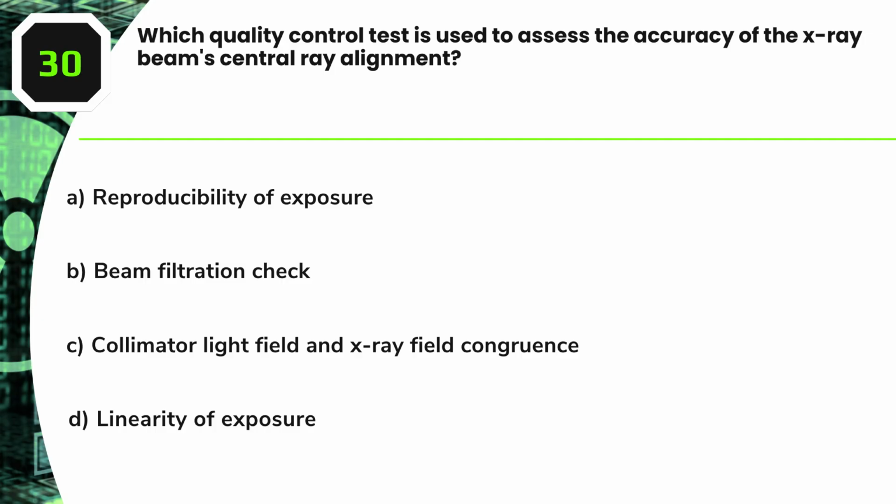Question 30. Which quality control test is used to assess the accuracy of the X-ray beam's central ray alignment? A. Reproducibility of exposure. B. Beam filtration check. C. Collimator light field and X-ray field congruence. D. Linearity of exposure.